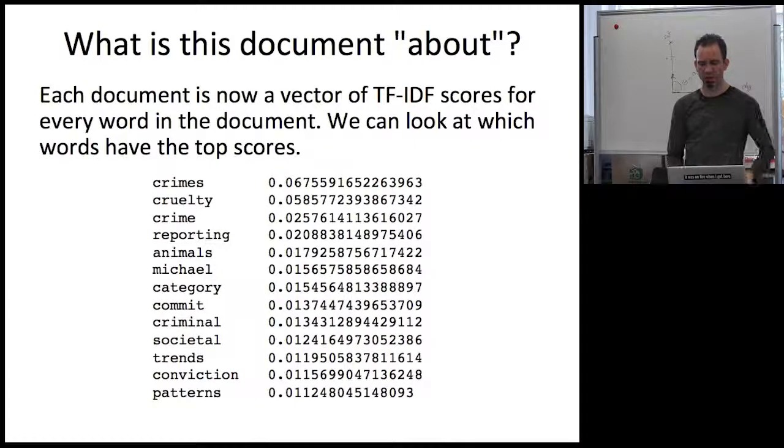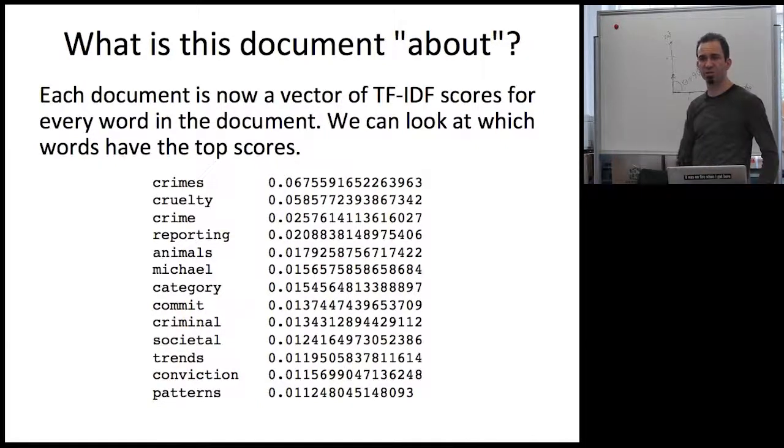So now, here's the same document that we looked at earlier, the animal cruelty document, using TF-IDF scores instead of word frequency. So now, what do you think this document is about? So first of all, what's the difference between this list and the last list? Yeah, the common words are just gone. What else? What do we have instead?